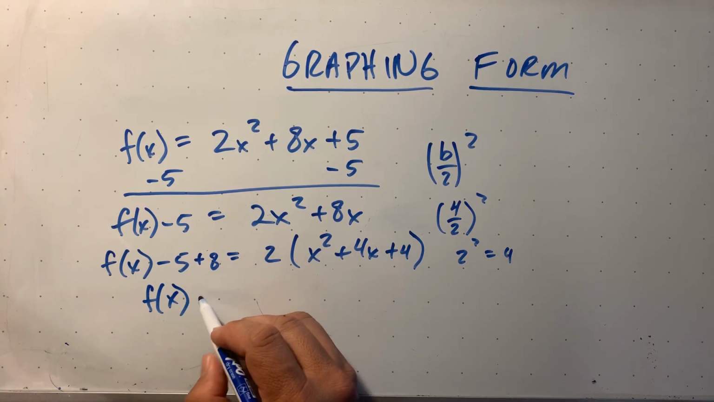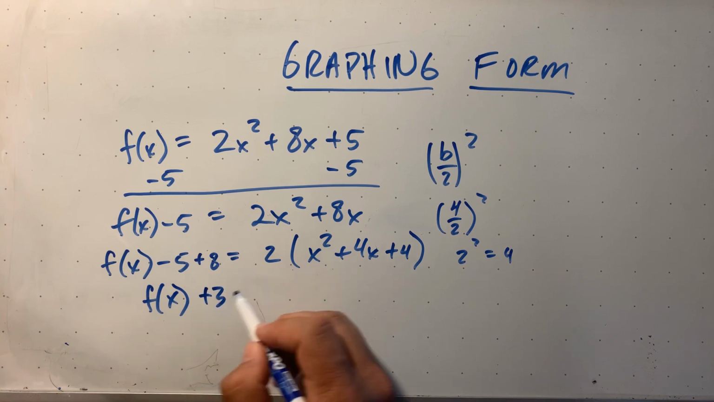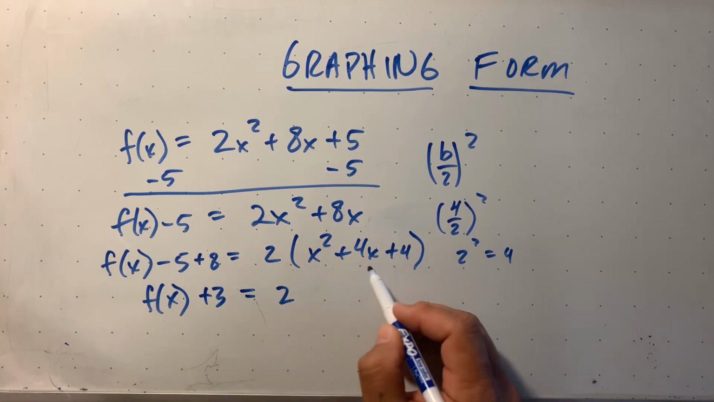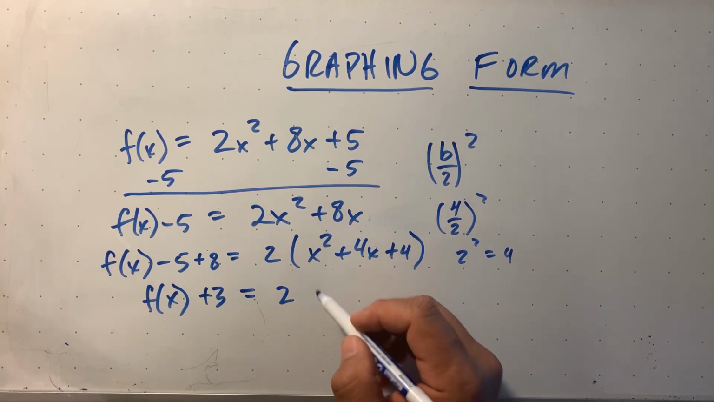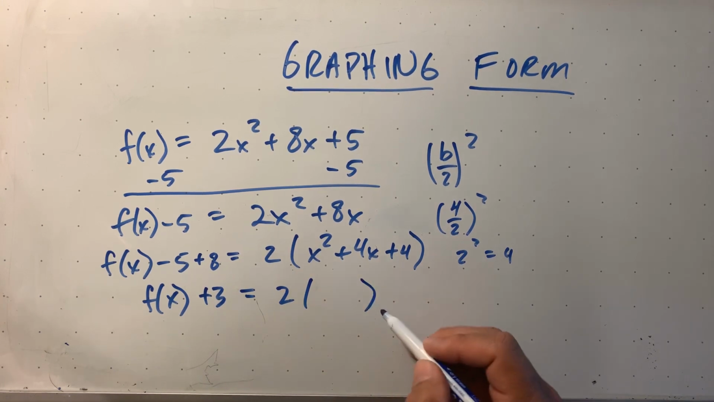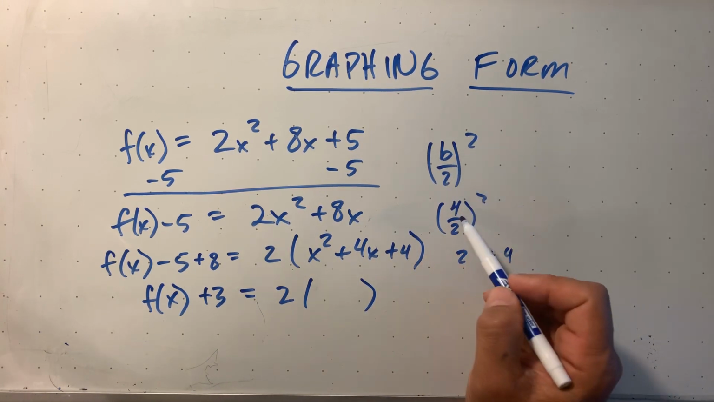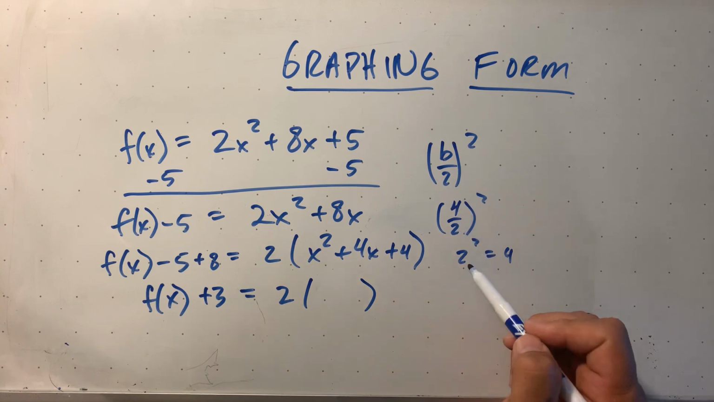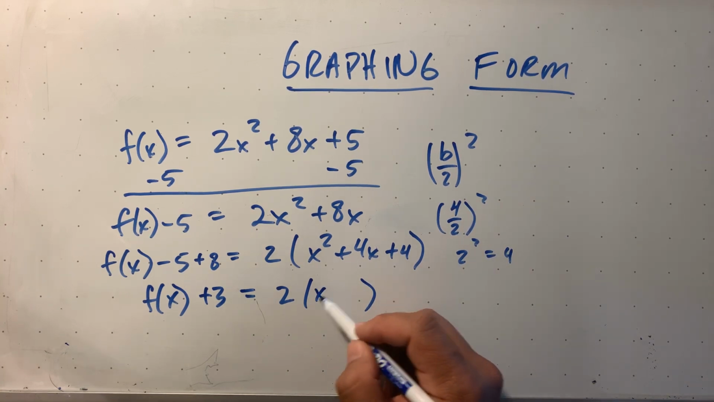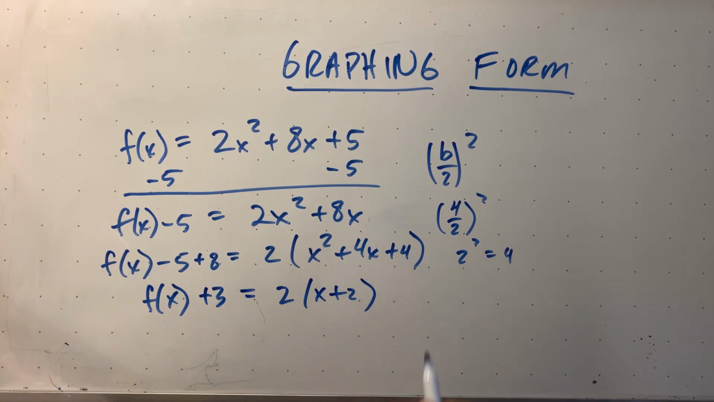Combine like terms here, and I'm going to get f of x plus 3 is equal to 2 times a perfect square. That's what I wanted to do, so that's going to change this. Remember what you did here when you did b divided by 2? B divided by 2 was 2, right? So that's what goes here. It's x plus 2 squared. All right, that's a perfect square.